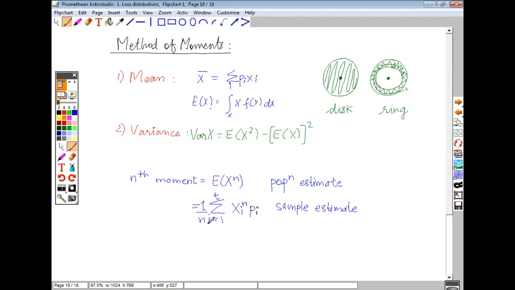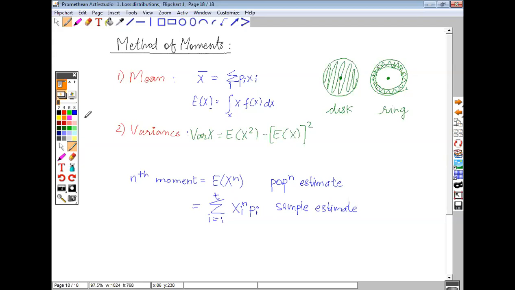Or sometimes you can ignore this n as well, there's no hard and fast rule, because if you have this pi, you don't need this n. And if you do not have this pi, you will need this n. So remember that difference. Here, because we have taken the pi into consideration, you won't need the 1 upon n. So I hope that's clear about method of moments.